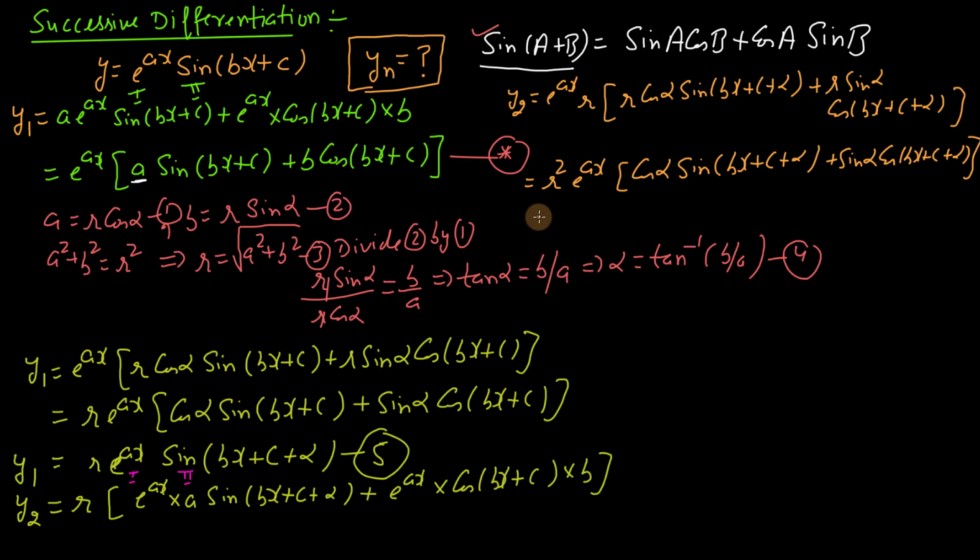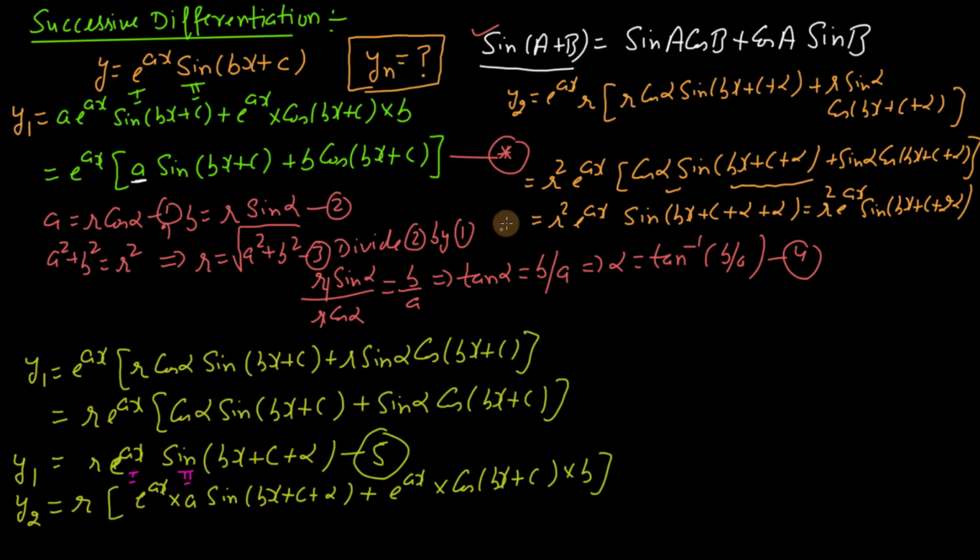Fine. So this will be r square e raised to the power ax, this will be sine bx plus c plus alpha, and once again the sine a plus b formula. This is a and this is b. Here it will be plus alpha. So this is equal to r square e raised to the power ax sine bx plus c plus 2 alpha. Now this is your y2.